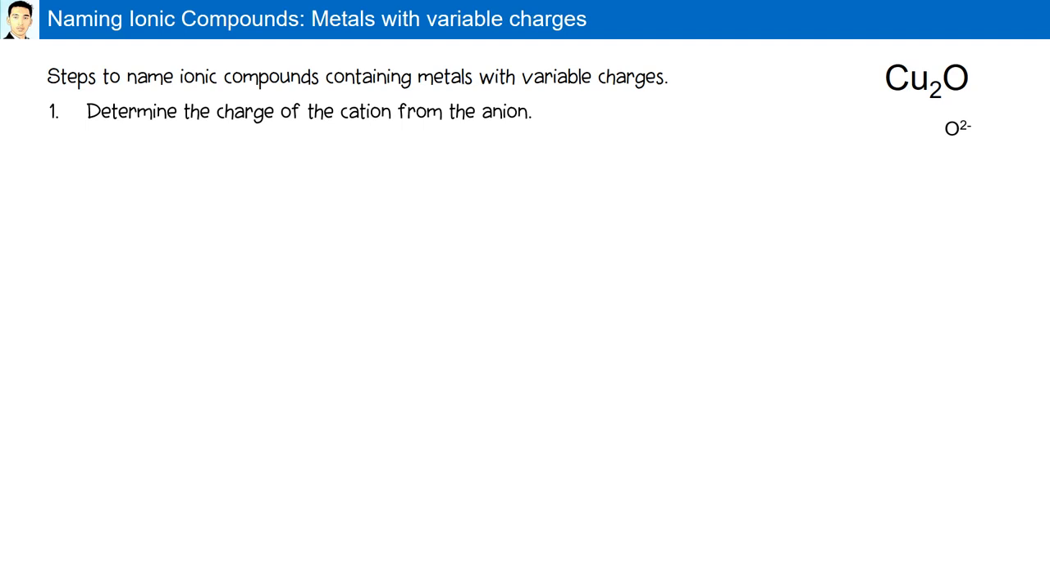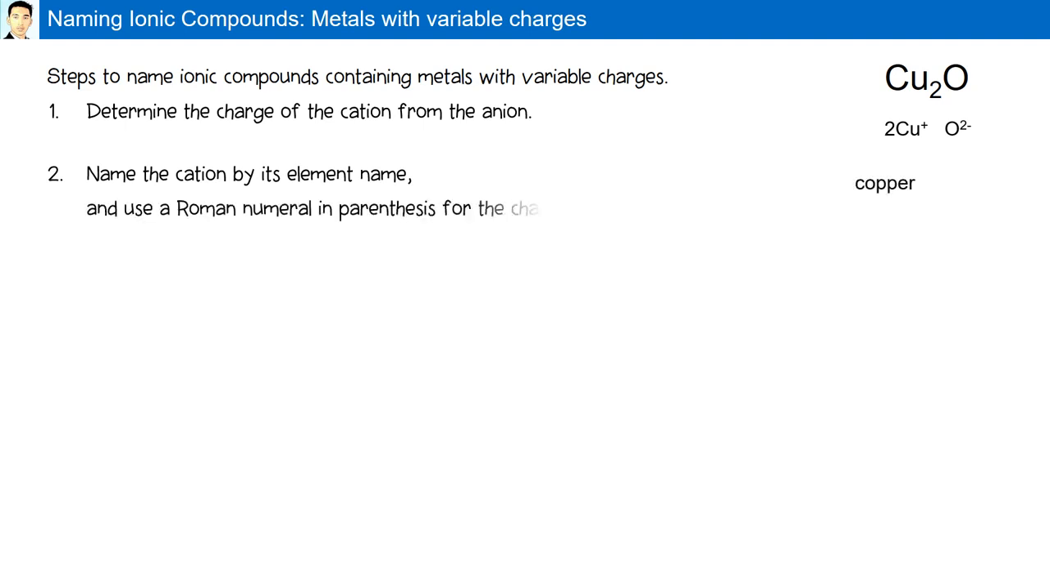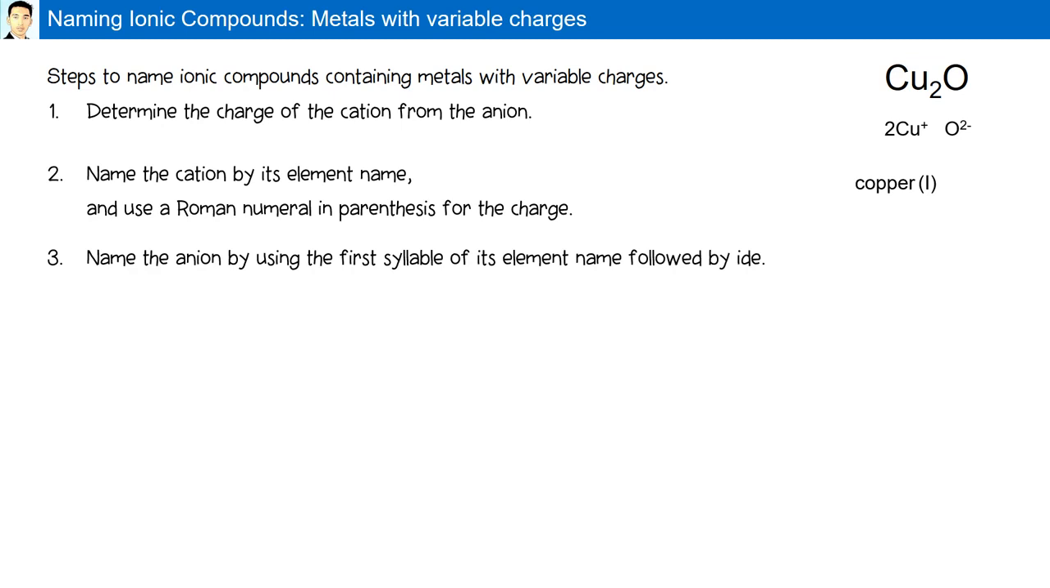Each copper should donate a 1+ charge to balance the charges. Next, we name the cation by its element's name, copper, followed by the Roman numeral in parentheses for the charge. In this case, the charge on the copper is 1+. Next, we name the anion by using the first syllable of its element name followed by -ide.